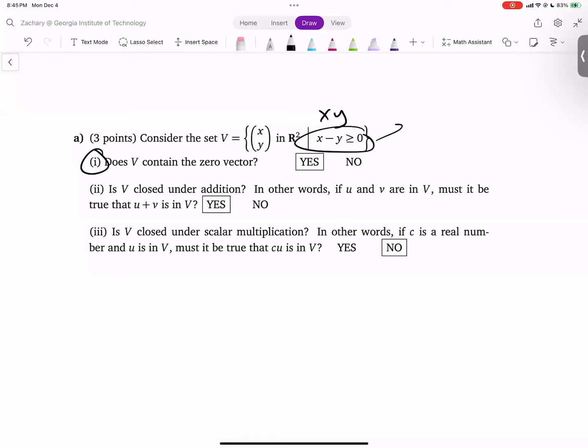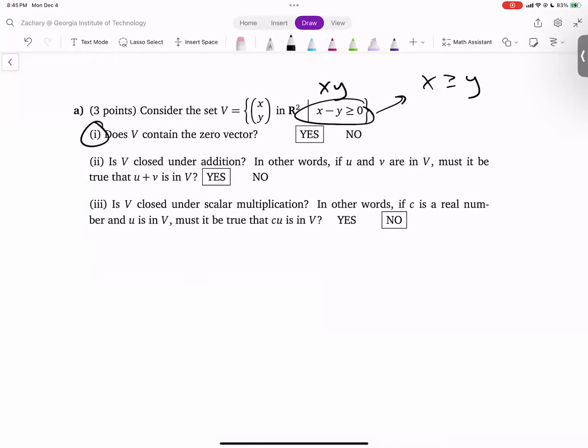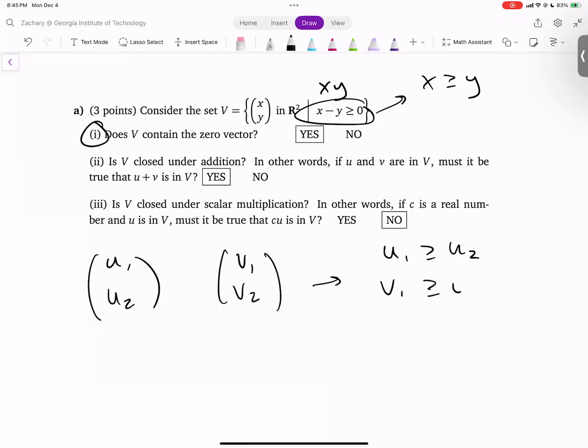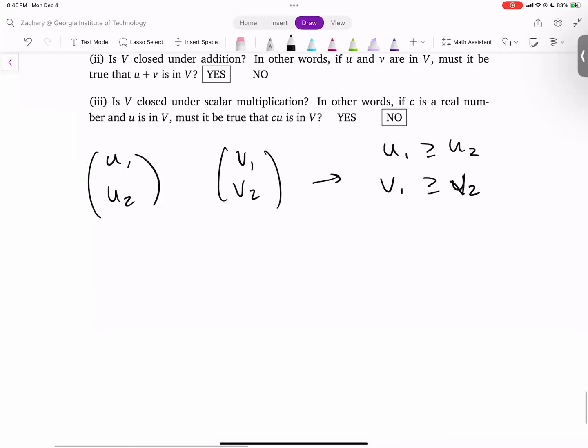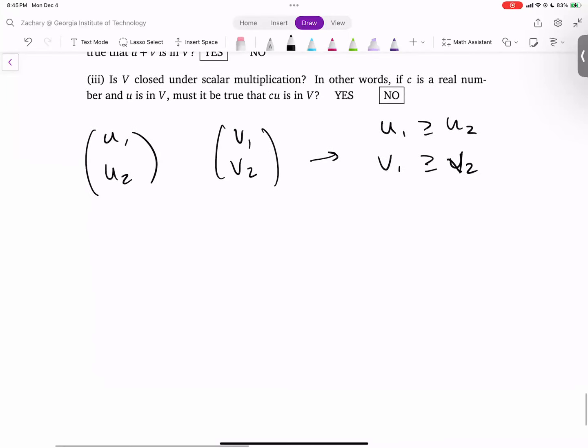One of the ways that we can rewrite this is as x greater than or equal to y. So if x is greater than or equal to y, and I have u1 and u2 that satisfy this, and v1 and v2 that satisfy this. What I mean by that is u1 is greater than or equal to u2, and v1 is greater than or equal to v2. I apologize for using similar looking letters, but I usually put a little tail on u.